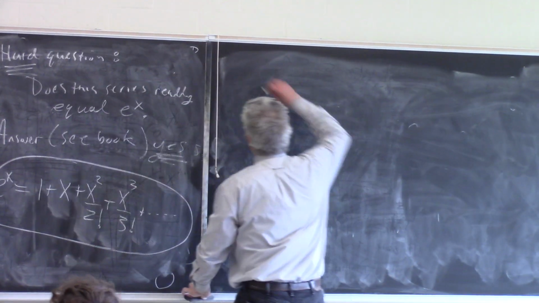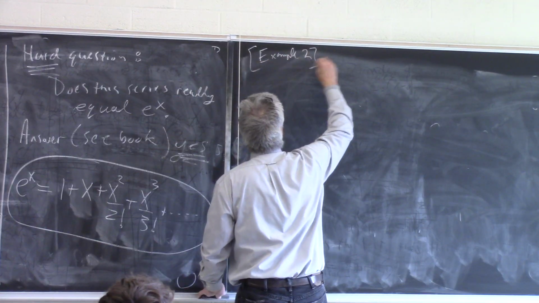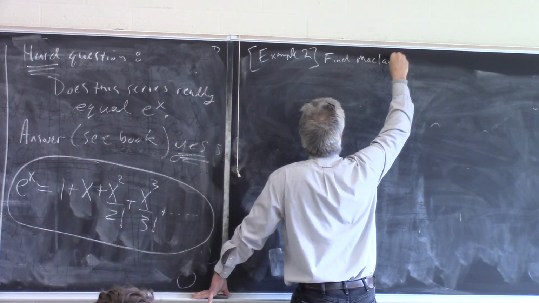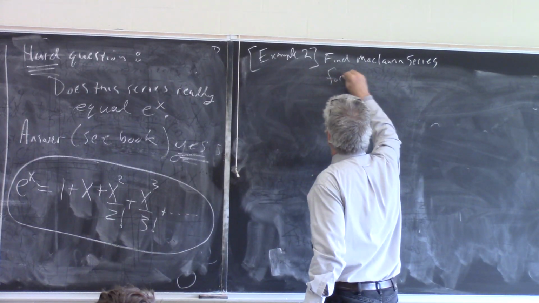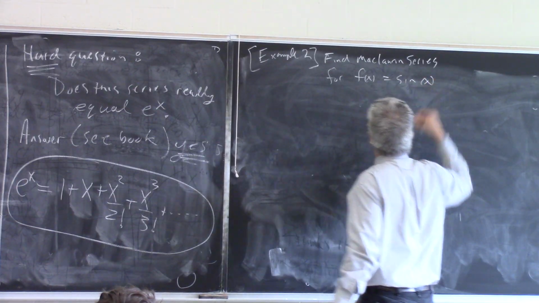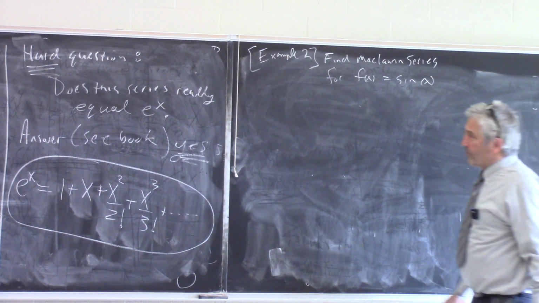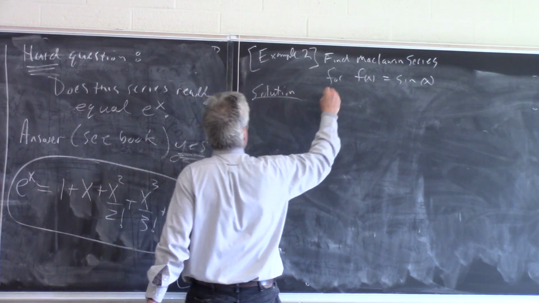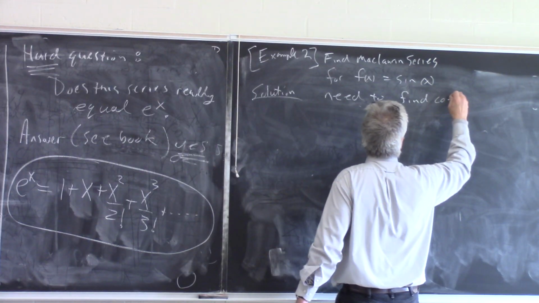Okay, example 2. Find the Maclaurin series for f of x equals sine of x. Okay, well, again, we need to build the coefficients. So we need to find the coefficients.